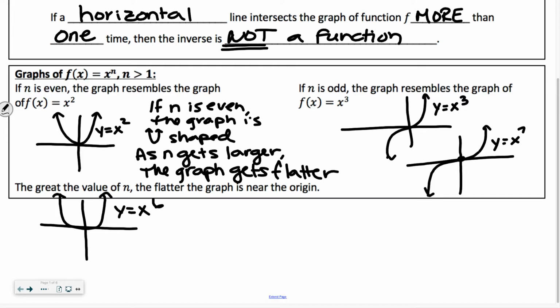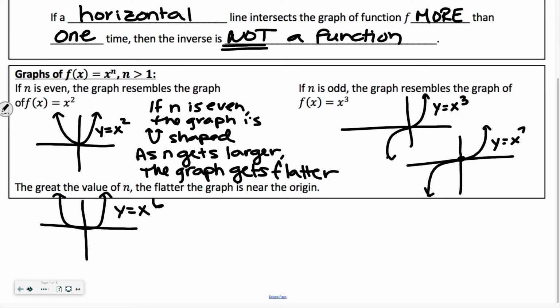Because both of these are functions, the u's always pass a vertical line test, and this graph always passes the vertical line test. Okay. Do the u's ever pass a horizontal line test? No. So if you have an even-powered function, the full function, you'll never have an inverse function. Okay. Do the odd ones pass the horizontal line test? Yeah, so these will always have an inverse function.